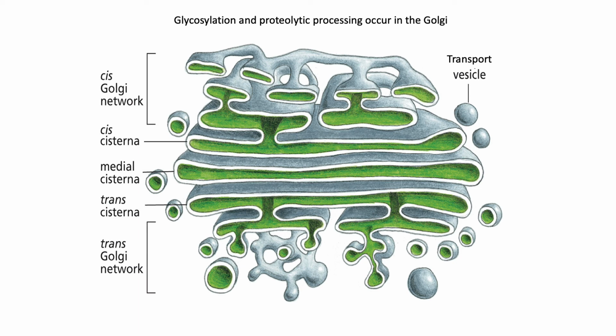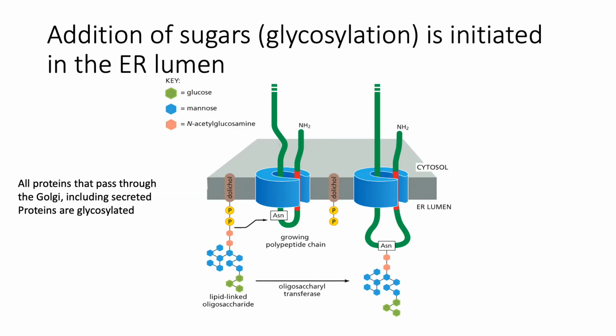Now there are two things that happen in the Golgi. One is glycosylation, which we talked about. All proteins that pass through there get glycosylated. And then there's also what's called proteolytic processing. That also occurs in the Golgi. We'll talk about proteolytic processing right at the very end. So just very briefly about glycosylation. I'll tell you, you don't need to know the names of the different types of sugars that will be mentioned in this slide and in the next slide.